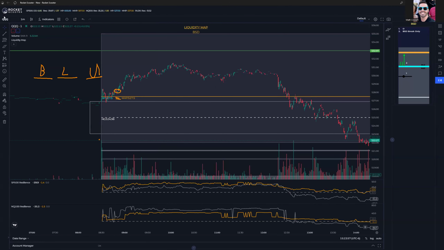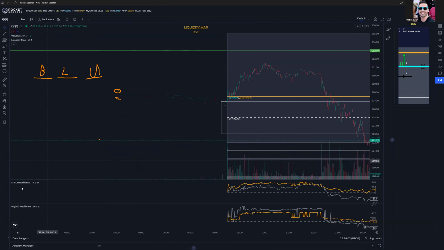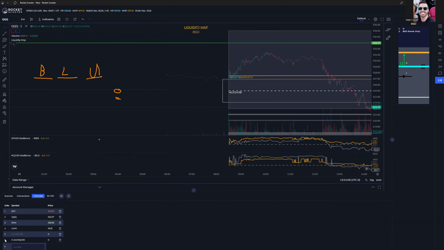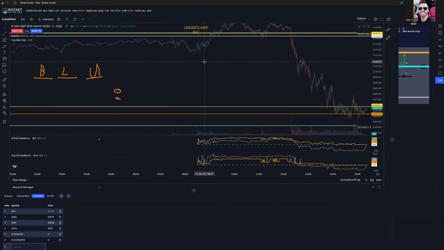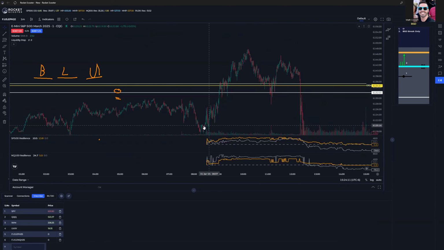Now, QQQ is unbounded. We didn't have anything above really to go off of. So I went to go look at SPY and ES for my clues. Is there a resistance there? And it just so happened that the S&P had its DD band as a resistance nearby.